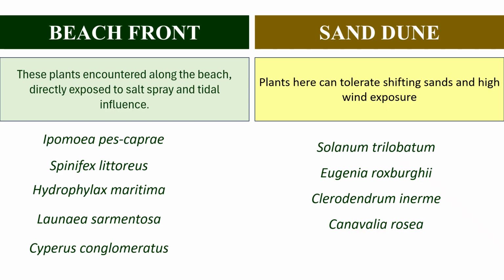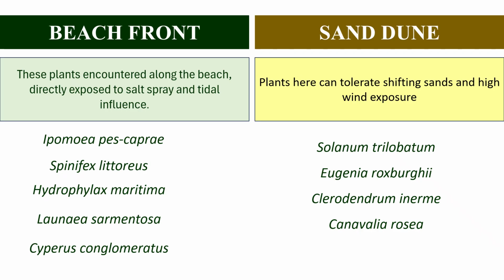So the species you will find in the beachfront are Ipomoea pes-caprae, Spinifex littoreus, Hydrophylax maritima, Launaea sarmentosa, Cyperus conglomeratus. So you will find such kinds of species in the beachfront. Some examples of sand dune flora are Solanum trilobatum, which is a climber you will find especially in the sand dune habitat, and then you will also find Eugenia roxburghii.